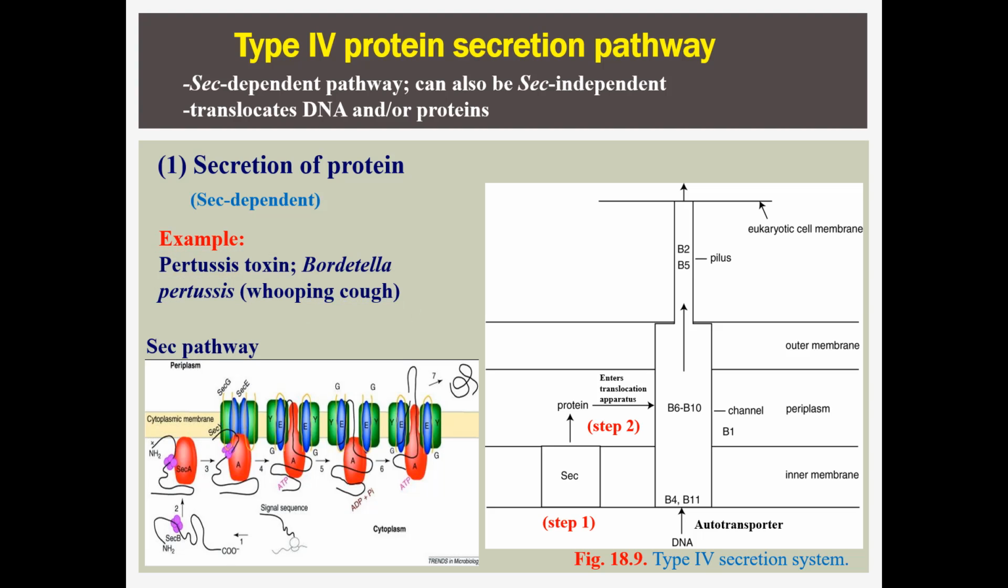Now, the protein translocation process occurs in two stages. In the first stage, the pertussis toxin translocates itself across the plasma membrane and into the periplasm using the Sec pathway. In stage 2, pertussis toxin enters the translocation apparatus that spans the plasma membrane, periplasm, and outer membrane and is secreted into the extracellular medium, where it is taken up by cells of the upper respiratory tract, causing some of the symptoms of whooping cough.